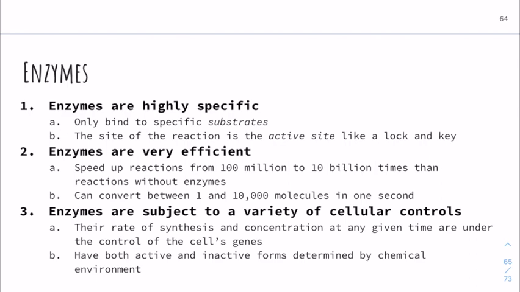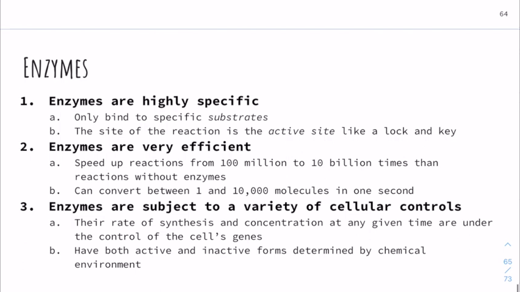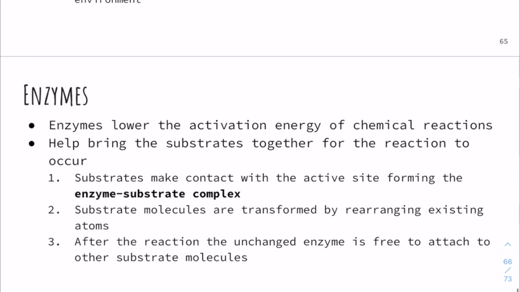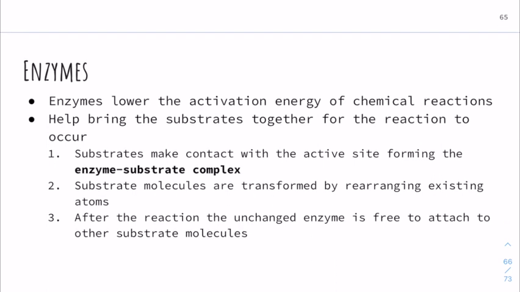So as we've said before, enzymes tend to lower the activation energy for a chemical reaction. It makes that chemical reaction a lot easier to occur, and it doesn't require as much energy. So it helps to bring the substrates together for the reaction to occur. Substrates make contact with that active site, and they form an enzyme-substrate complex.